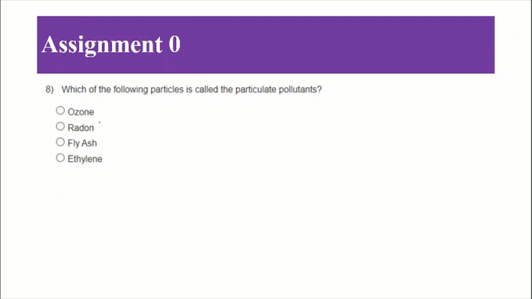So, next question, which of the following particles is called the particulate pollutants? Could you please let me know the answer for this one as well? It's fairly easy. Fly ash. Yes, correct. Because all of the others are in gaseous phase. Ozone is a gaseous one, radon is a noble gas, ethylene exists in gaseous phase at normal temperatures and pressures. So yes, fly ash is the answer here.